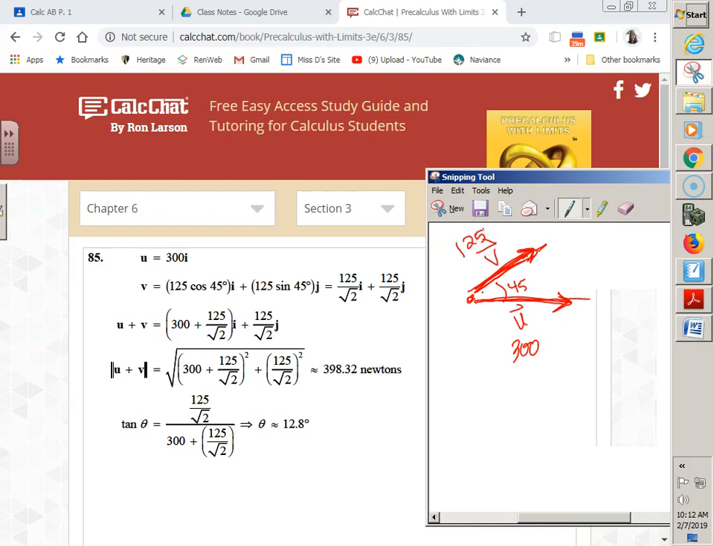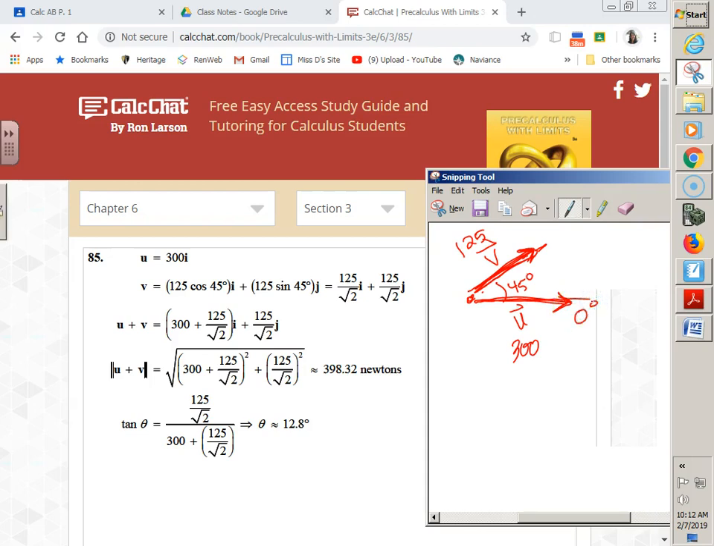Wait, pause. What are they called if they're using i's and j's? No, components are the... they are using unit vectors. What's the name? Linear combinations. Okay. They're just writing them in linear combinations. But how did they do it? They used 125 and 45 degrees for V because that one is at an angle, right? This part of the chain. So I have 125 as my magnitude, 45 as my angle. What did they use for U?